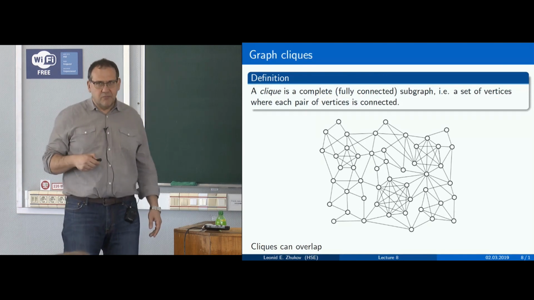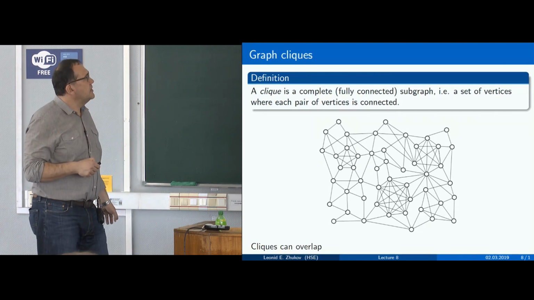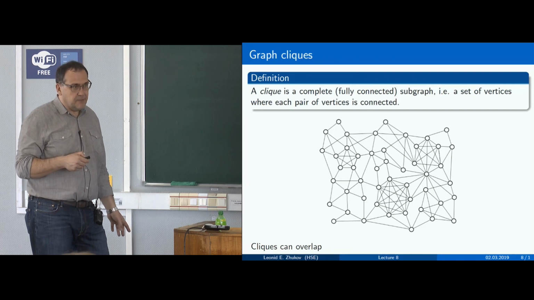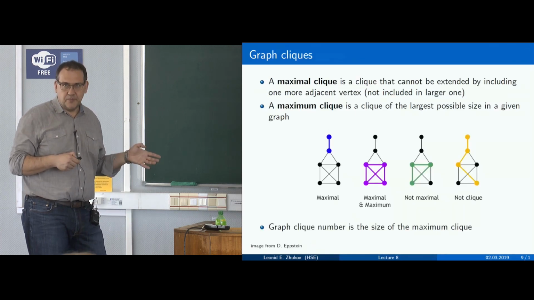Just to be precise, a clique is a complete set of vertices where each pair of vertices is connected. That's the definition.